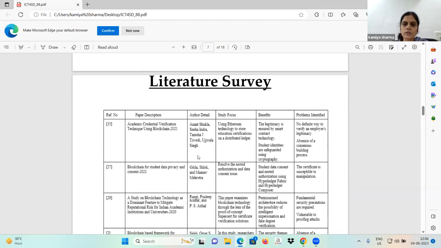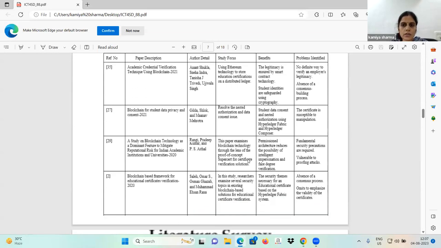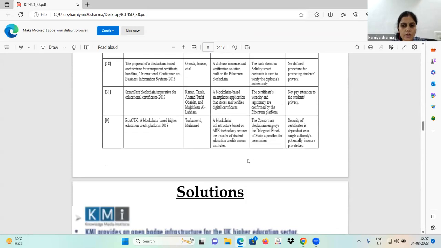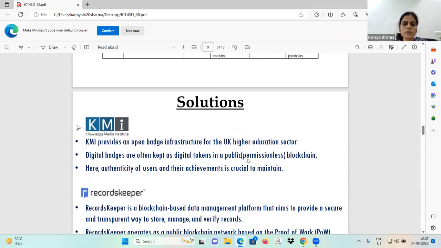There are various literature survey papers that I have studied for my research work area. Here some authors explore different types of technology using blockchain for the digital verification process. Each solution has its own benefits and challenges. So in the next slide, I have explored each and every solution which is blockchain based.